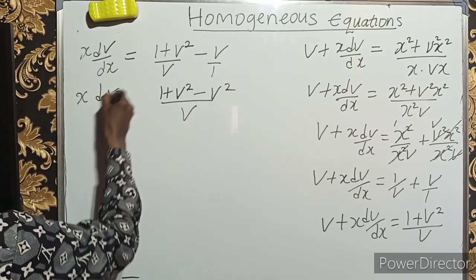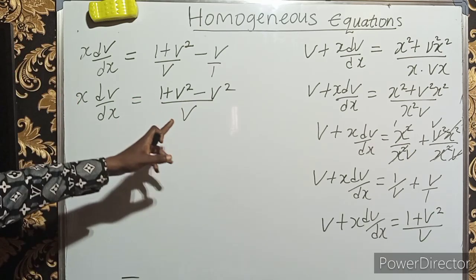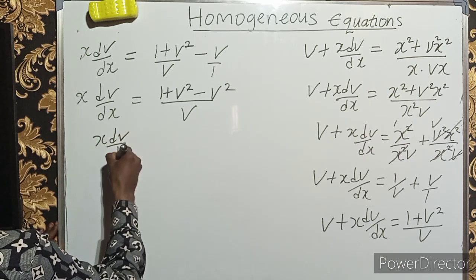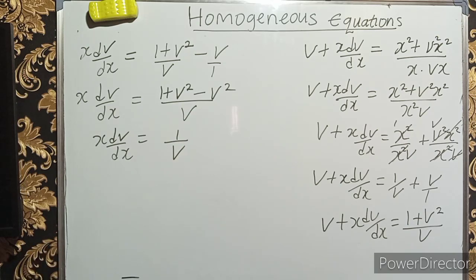Remember, x dv dx equals this. Now from here, v squared minus v squared is 0. So we are left with x dv over dx equals 1 all over v.